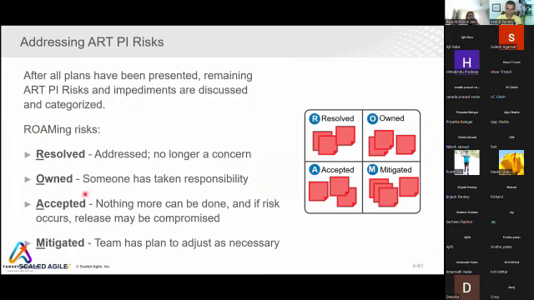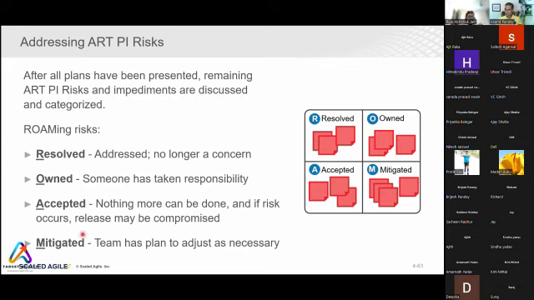So what is ROAMing of the risks? If there is a risk which is no longer a concern or already addressed, you say it is resolved. If someone becomes the owner or takes responsibility for a risk, it becomes owned. If nothing can be done for this risk, and if it occurs, the release has to be compromised or whatever compromise is required, then you simply accept that risk.